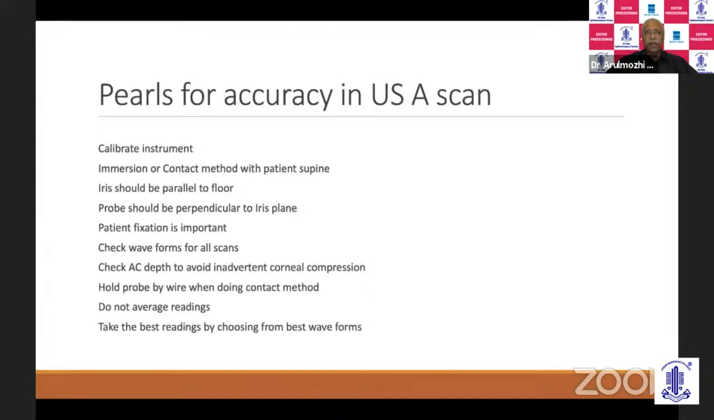Immersion or contact method with the patient supine. Iris should be parallel to the floor, most important. The probe should be perpendicular to the iris plane. Patient fixation is very, very important. Check waveforms for all scans.